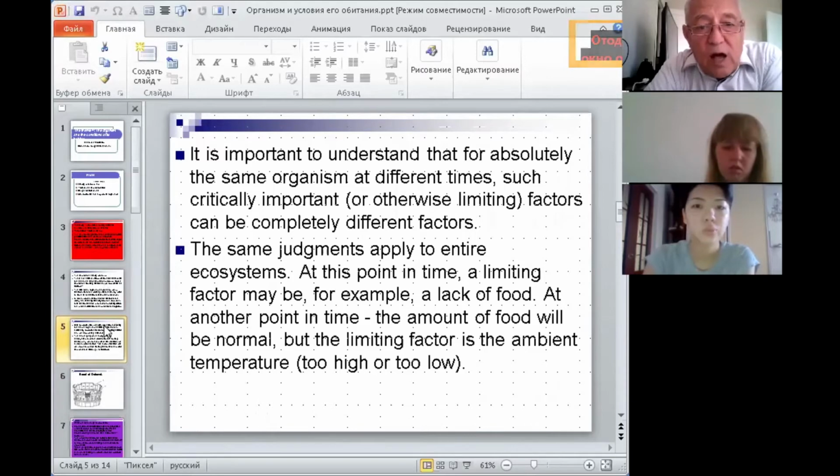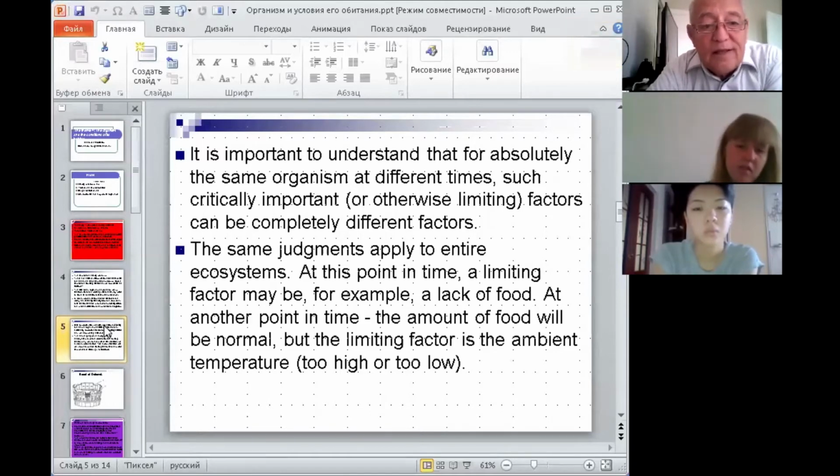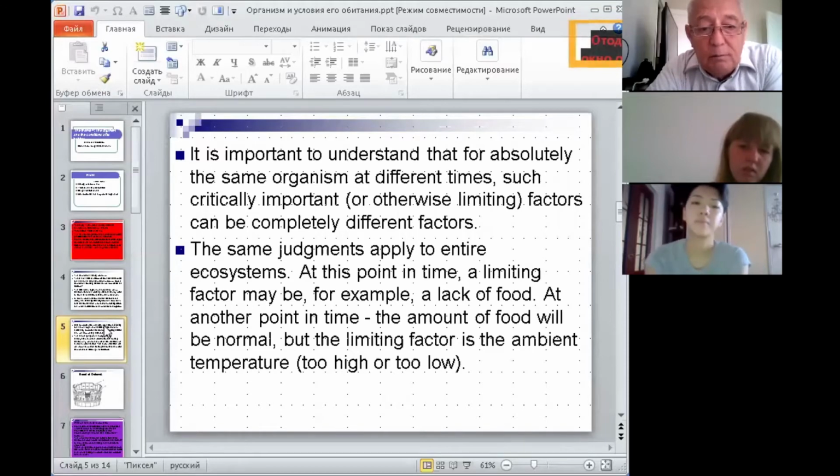It is important to understand that for absolutely the same organism at different times, such critically important, or otherwise limiting, factors can be completely different factors. The same judgments apply to entire ecosystems. At this point in time, a limiting factor may be, for example, a lack of food. At another point in time, the amount of food will be normal, but the limiting factor is the ambient temperature, too high or too low.